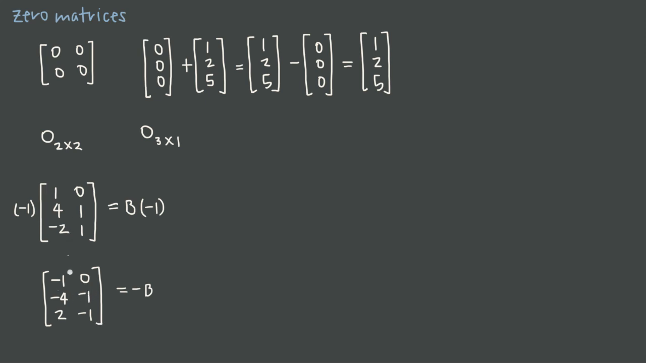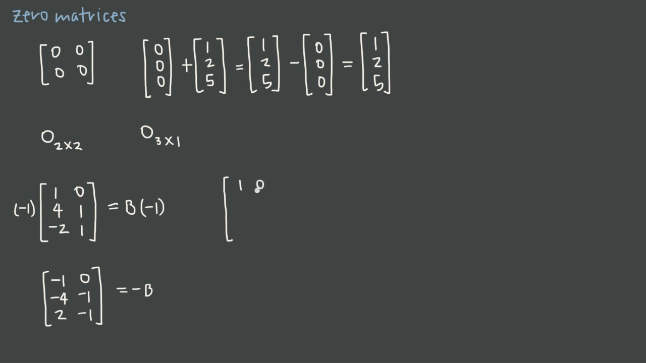So now we have this matrix B and this matrix negative B. The matrices B and negative B are opposite matrices. The matrices K and negative K would be opposites, L and negative L would be opposites. So that's how you recognize opposite matrices. So let's see what happens when we add those opposite matrices.